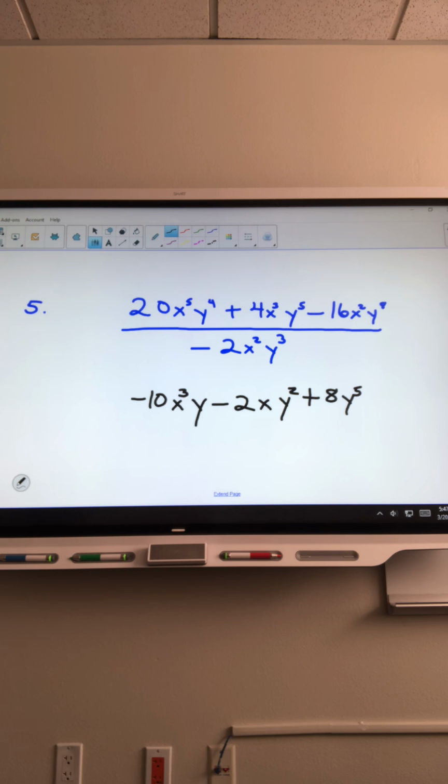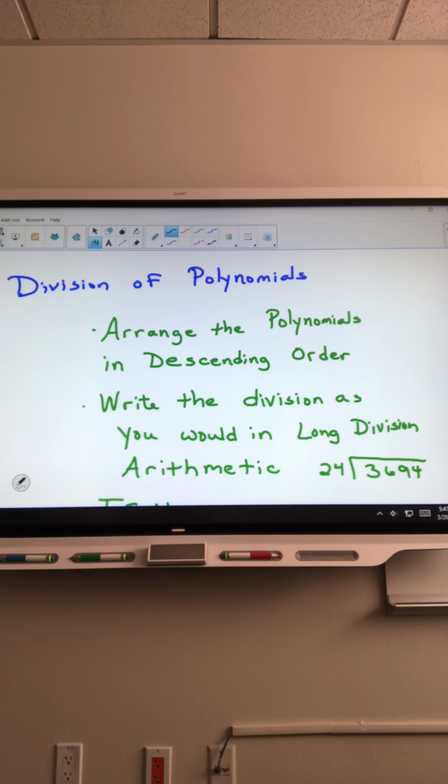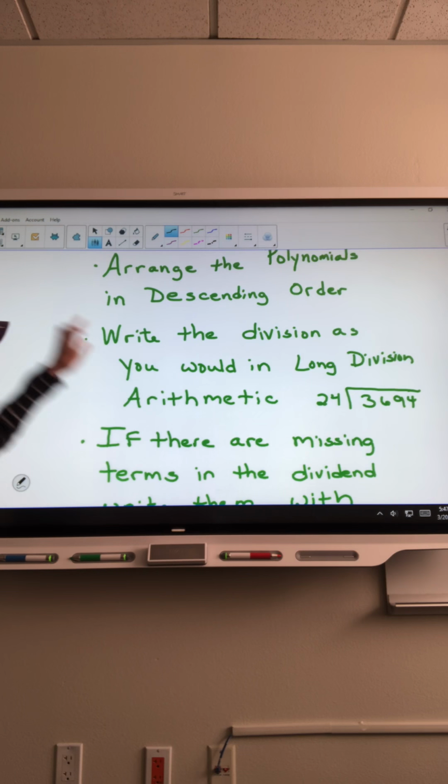Great. All right, so now the next part you may not have ever had before. We haven't done it this year, and this is division of polynomials. And so as your paper says, arrange the polynomials that you're dividing in descending order. Write the division as you would in long division arithmetic. And so it would look kind of like this.